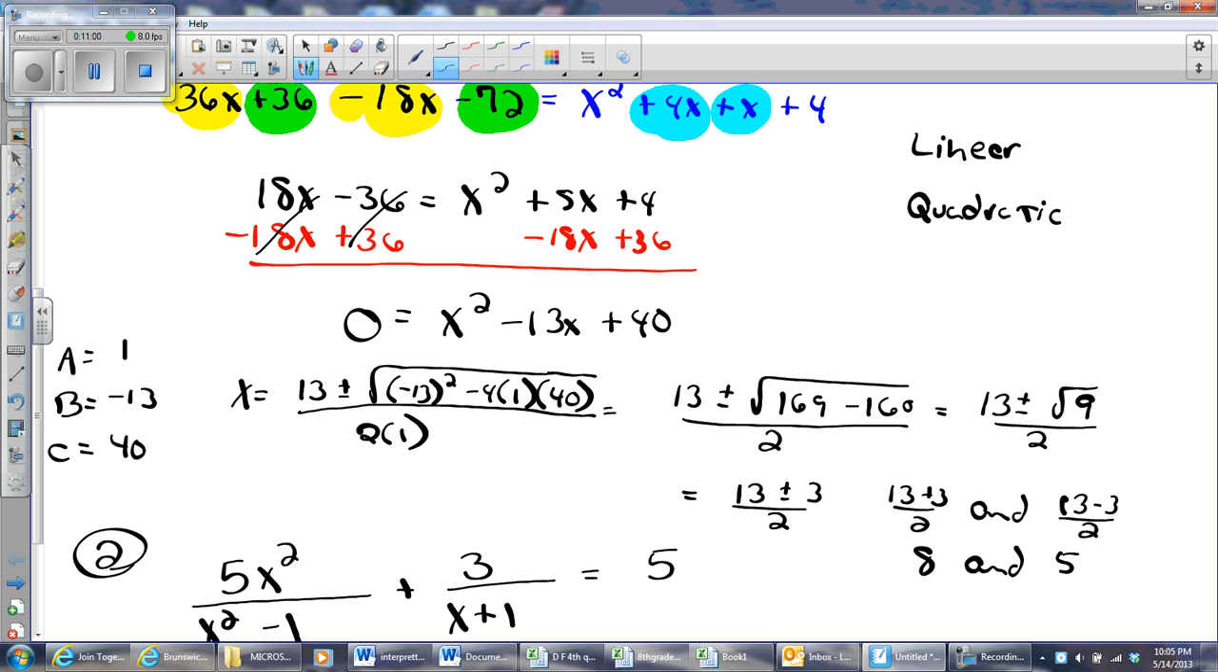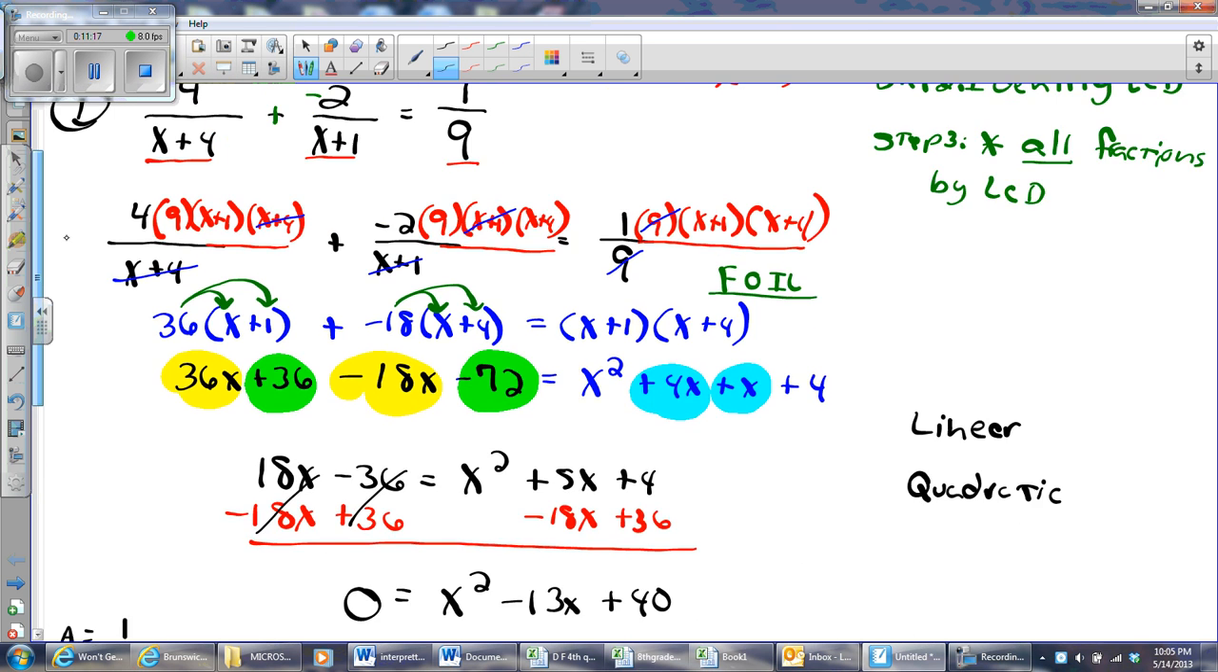So that means x equals 8 and 5. And actually, technically, it should be an or there. Sorry about that. Okay, it should be an or. X equals 8 or 5. Those are the two solutions.